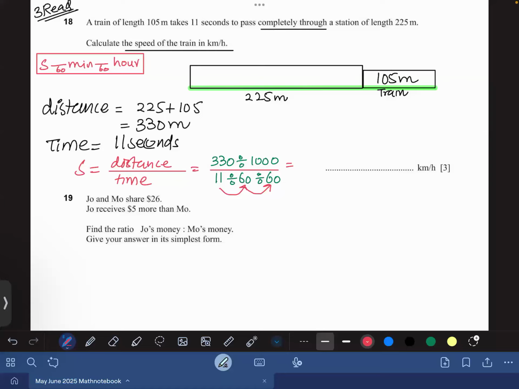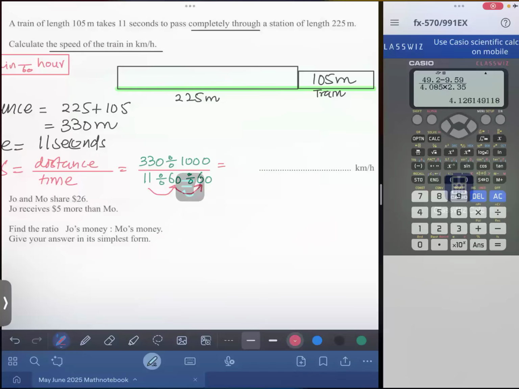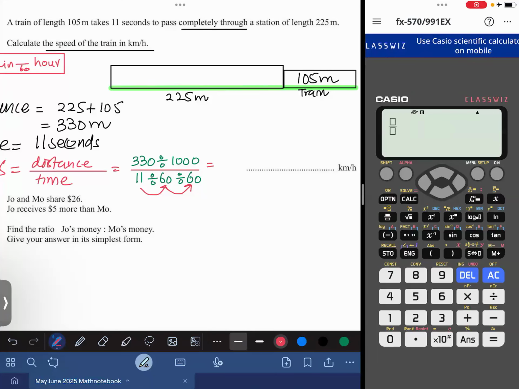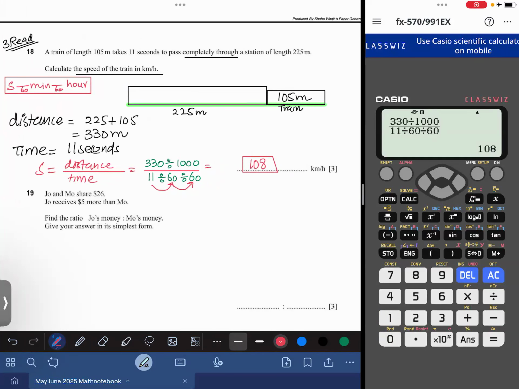So let's do this in the calculator. I told you that this question will be part of the calculator version paper. So fraction: 330 divided by 1000, divided by 11, divided by 60, divided by 60. So the answer is 108 kilometers per hour, the speed at which the train was going. Within 11 seconds it crossed 330 meters, which is 0.33 kilometers, a very small distance.